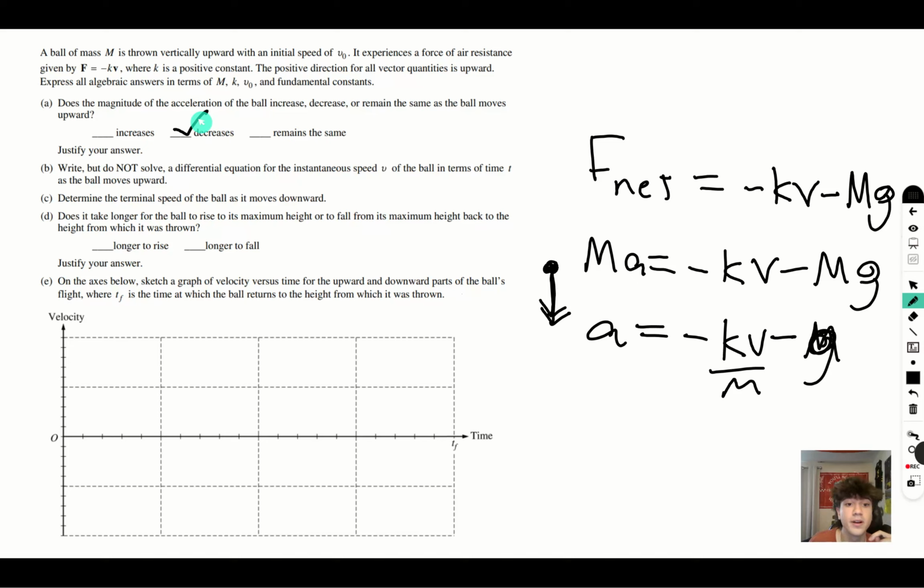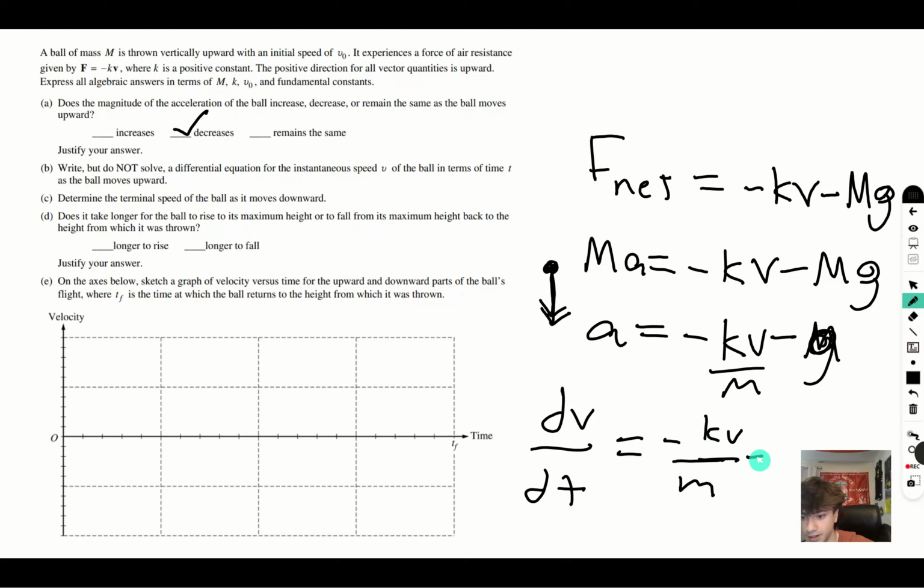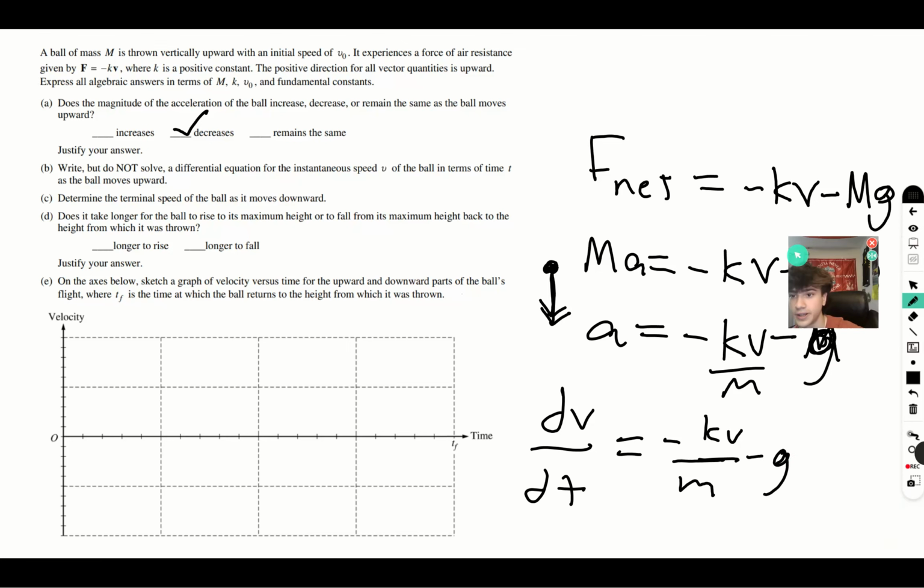Part B: write but do not solve a differential equation for the instantaneous speed v of the ball. All we have to do from here is turn a into dv dt, because acceleration is simply the change in velocity over the change in time. So dv dt equals negative kv over m minus g. So there we have that.